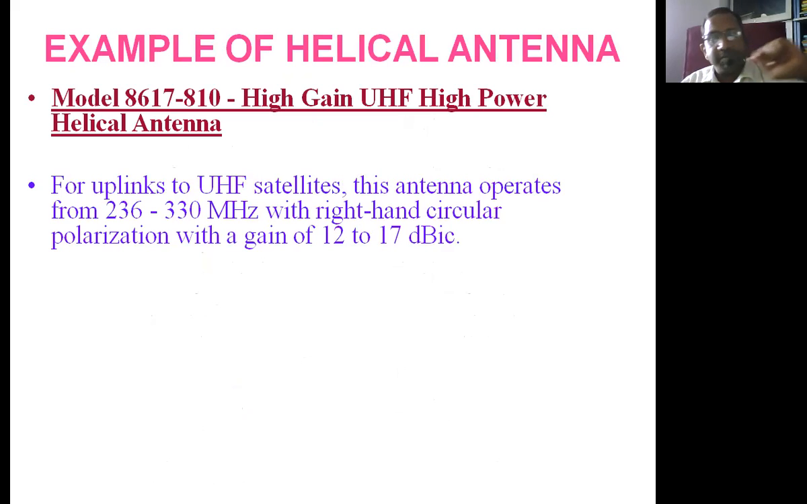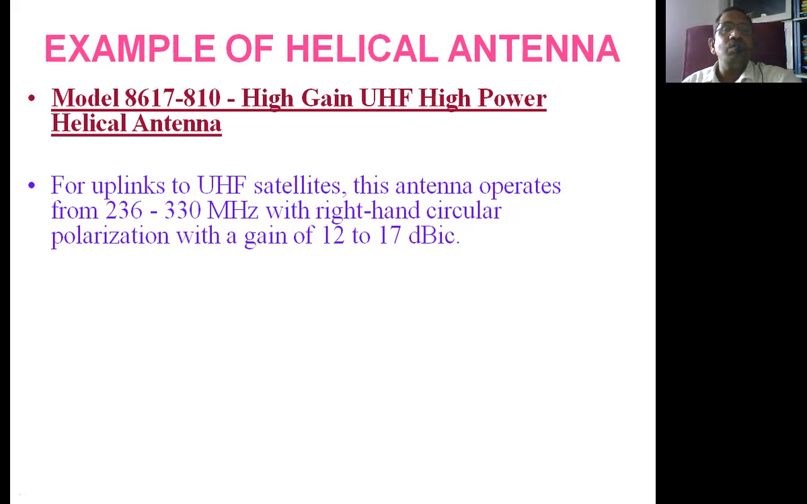There are certain specifications given for practical antennas. Here a model 8617810 is given, which is a high gain UHF, high power helical type of antenna. It is used for satellite uplink conversions. There are two kinds of frequencies in satellite communications, uplink and downlink. The signal frequencies we use to transmit from ground station to satellite are called uplink, and the reverse, from satellite to ground, are the downlink frequencies.